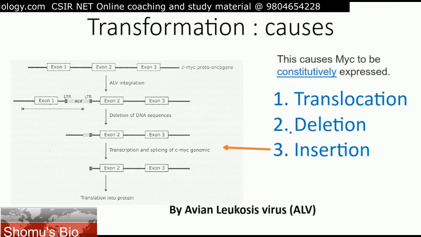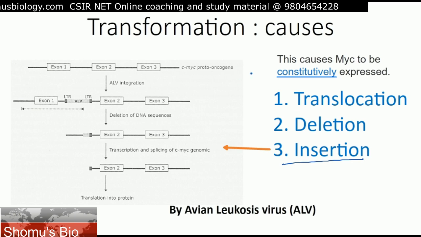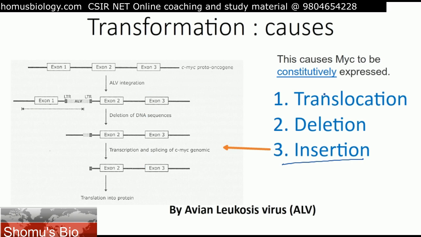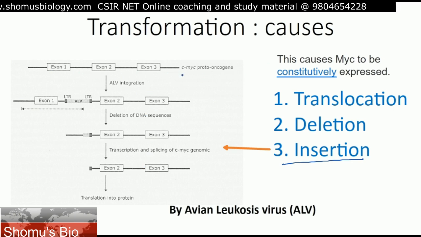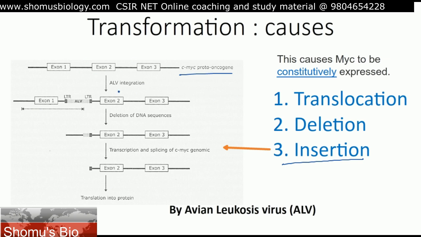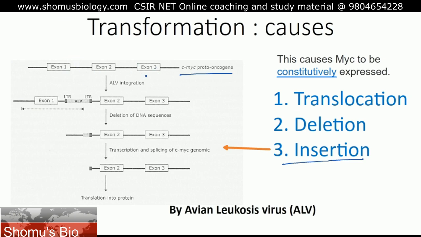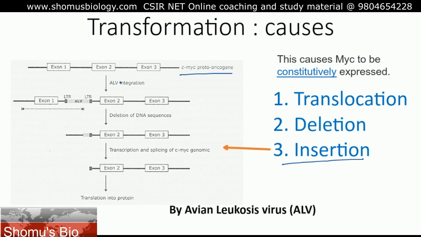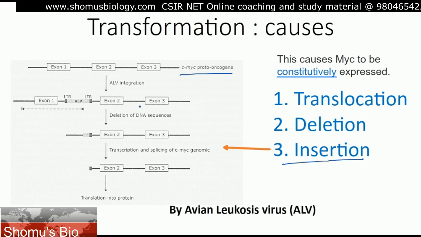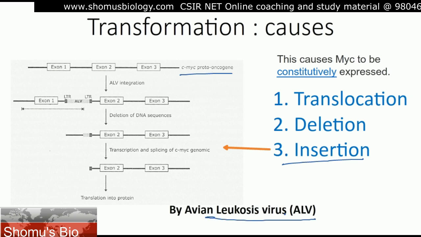Now the third situation is insertion. Insertion causes MYC to be constitutively expressed. How? Here you can see a c-MYC proto-oncogene with multiple exons. We are not actually looking at RNA, we are looking at DNA, but in terms of the position of the exons and introns. So these are exons. This is the c-Myc proto-oncogene, and it may have integration of another DNA element from a virus, like avian leukosis virus, ALV.